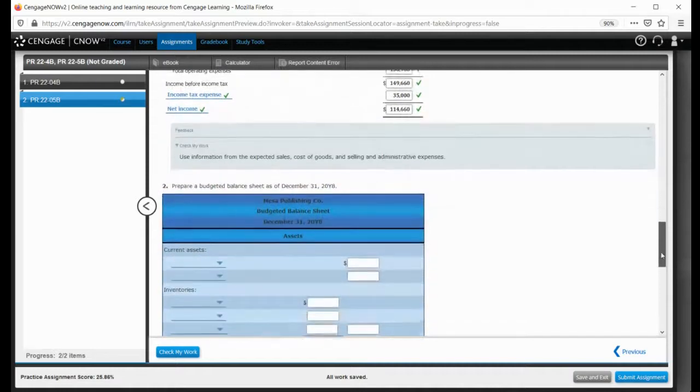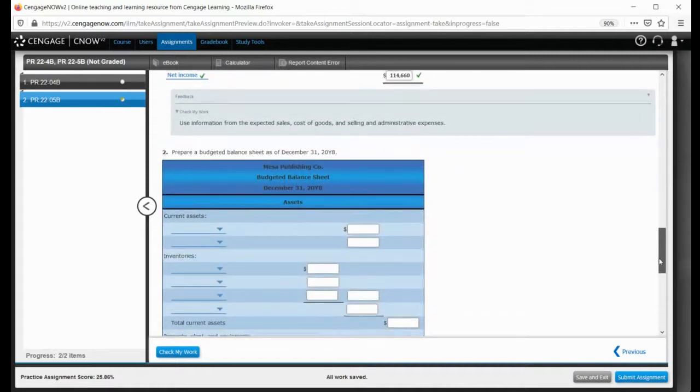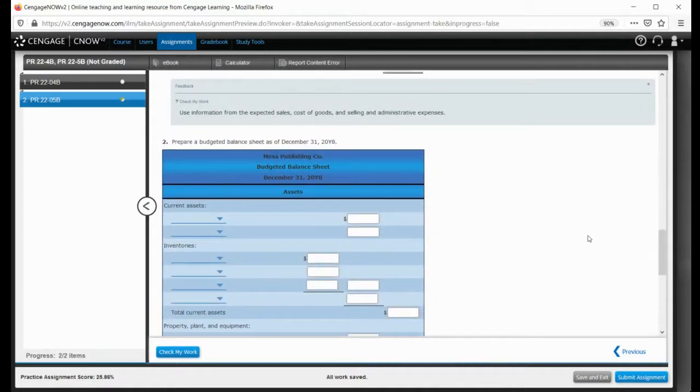We'll move on to the budgeted balance sheet. And in a balance sheet, we always start with our asset section first. Our current assets would be listed first because they are the most liquid assets, and we will always begin with cash. Now, class, I'm going to have to give you the cash figure here because I don't think you'll understand how they calculated the cash amount.